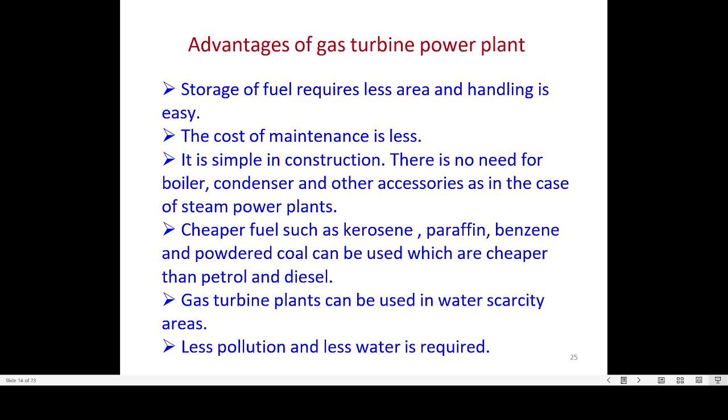Cheaper fuels such as kerosene, paraffin, benzene, or even powdered coal can be used for the operation of the gas turbine power plant, and they are much cheaper than petrol as well as diesel.